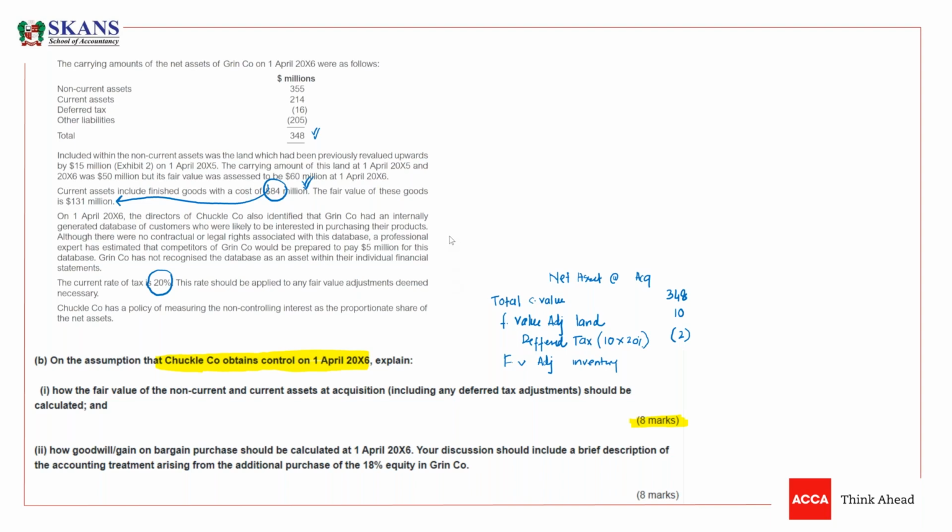So what is the value, guys? 47? So 47 is the gain. There is a fair value adjustment, a gain we need to add to the net assets. Now we need to apply the tax as well. The tax rate is 20%, so apply tax on this 47. It will give you 9.4. So is it 9.4, guys?